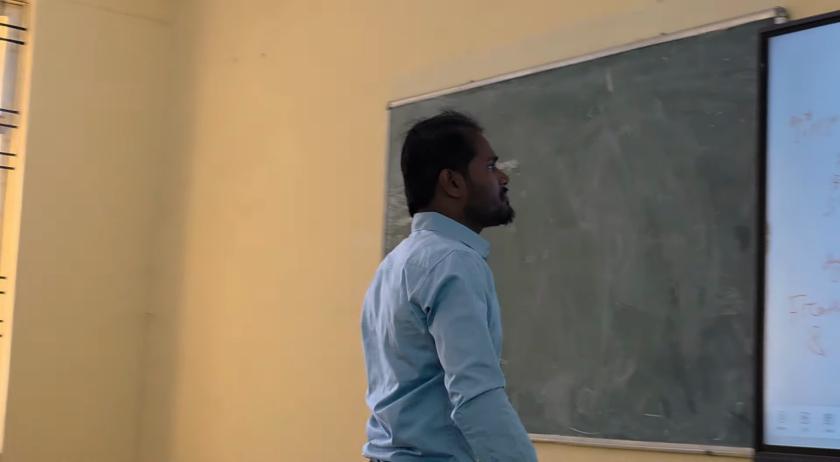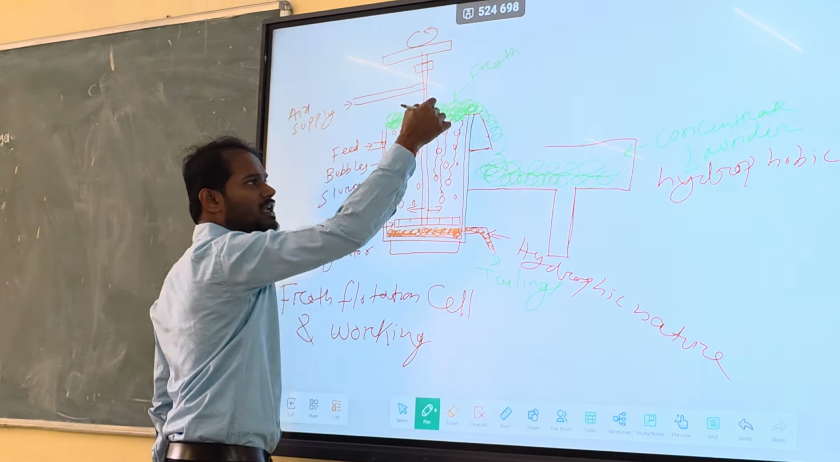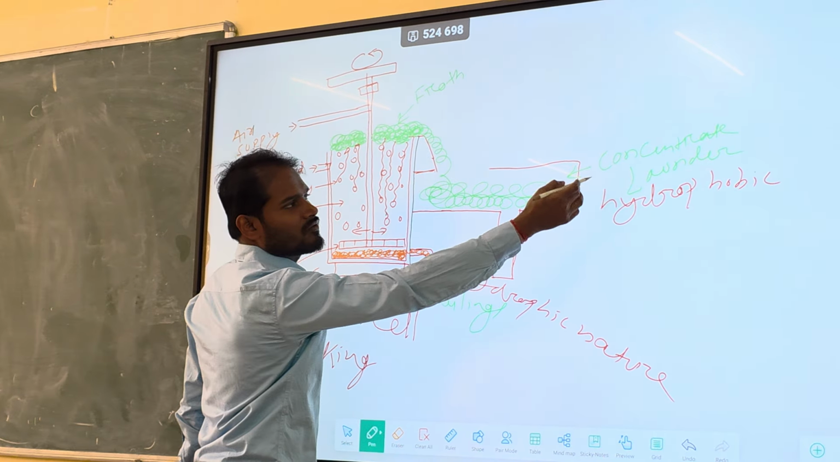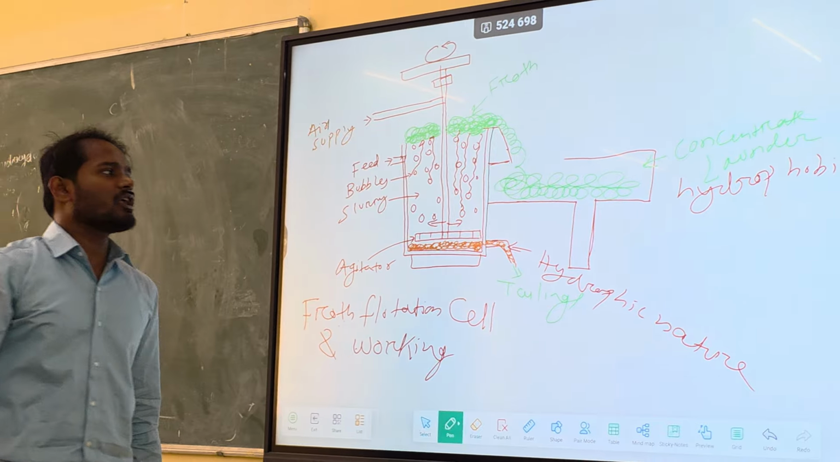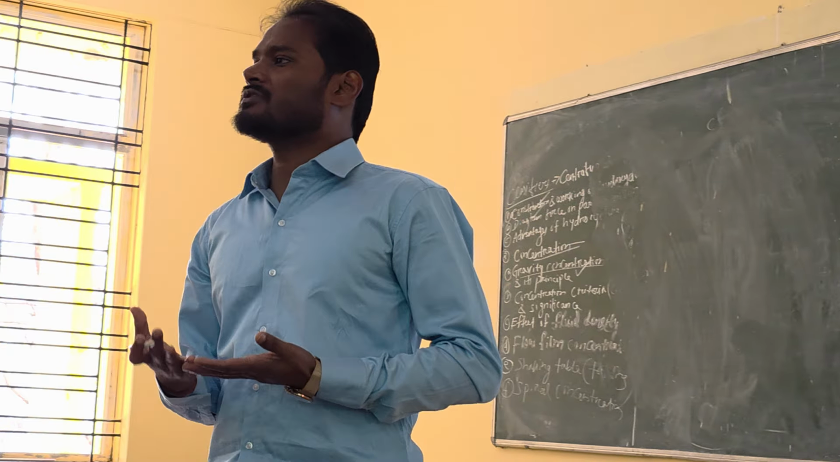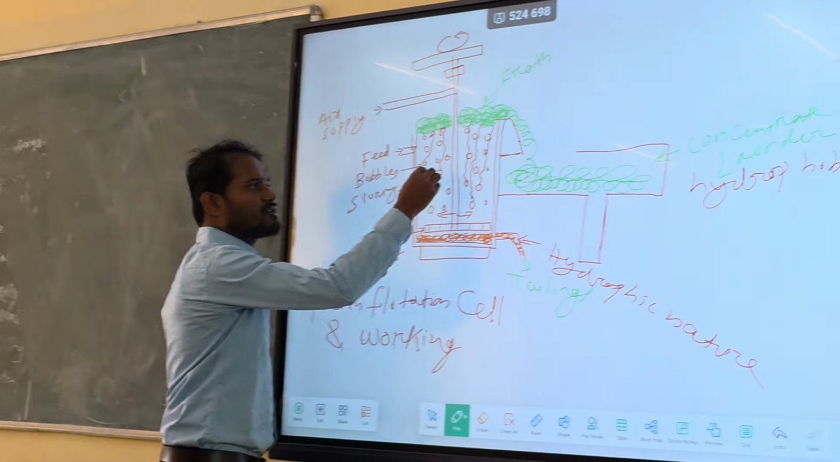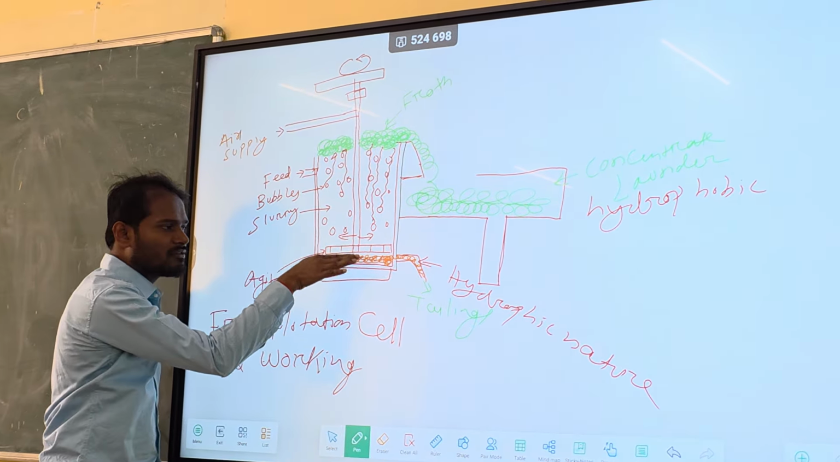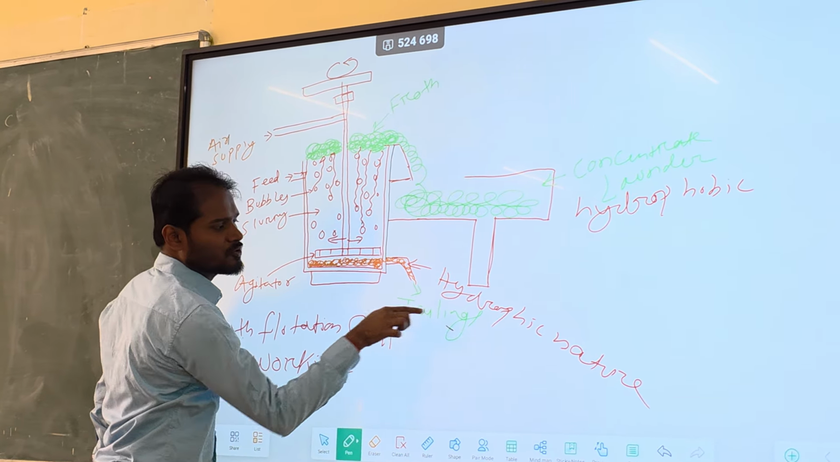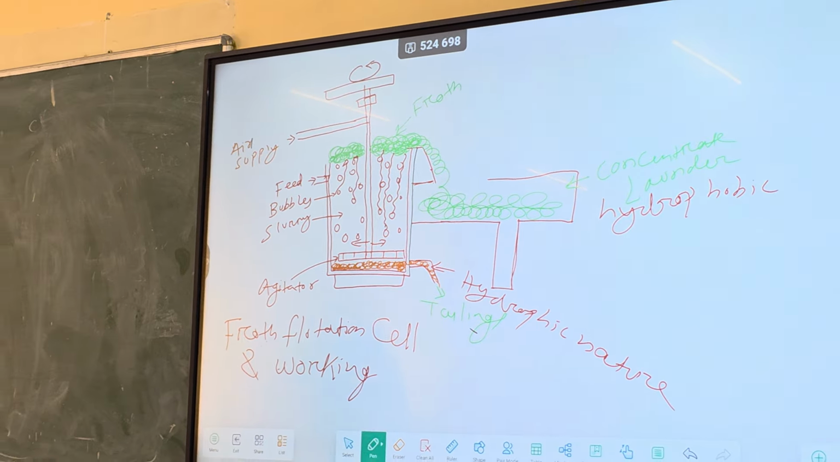A lot of air bubbles will be there, and when the froth becomes very high, finally it will fall down into this. What is this called? Launder. Concentrate launder. So it will collect all your concentrates. And the hydrophilic minerals, which are gangue basically, go and settle at the bottom, and you can take them out at this end. Those are called tailings. It's very simple.